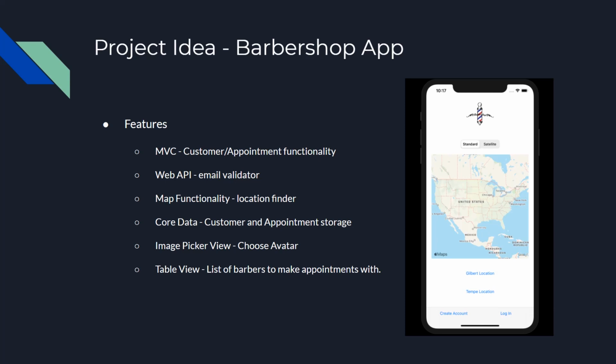Map functionality I used for the location finder on the home page of the app. Basically, there's two different locations for this barbershop. A customer can click either link, which will zoom into that location on the map. For persistent data, I used core data, and this is where all the customer and appointment entities are stored.